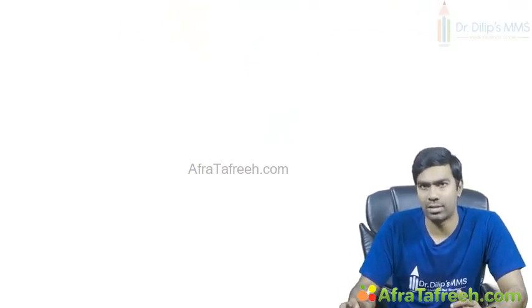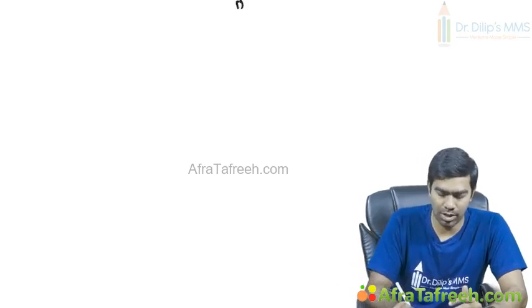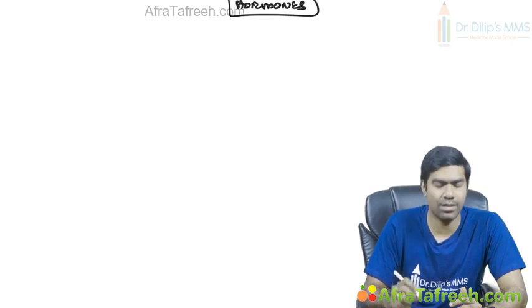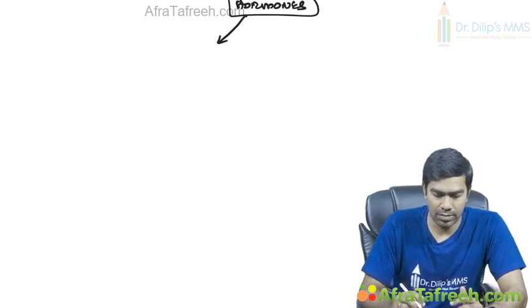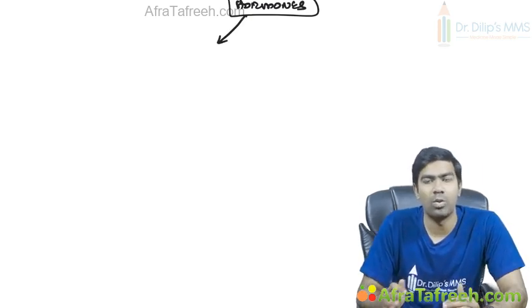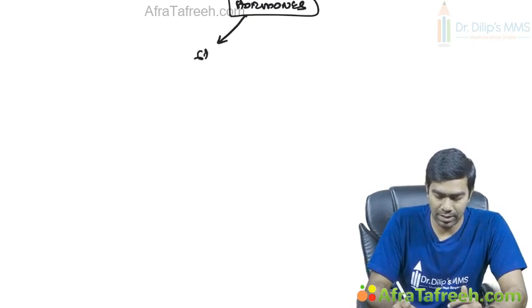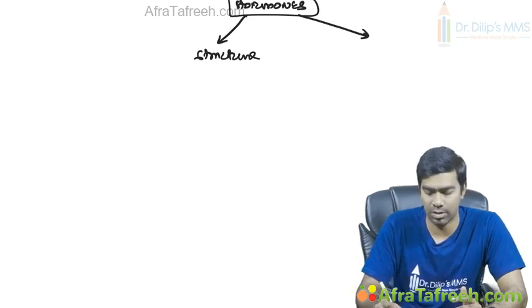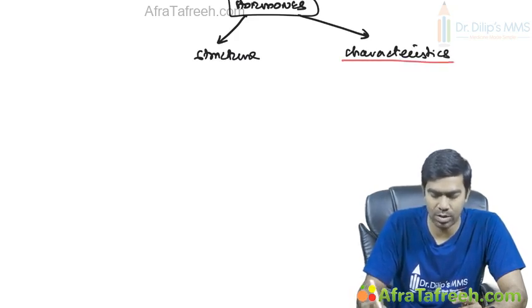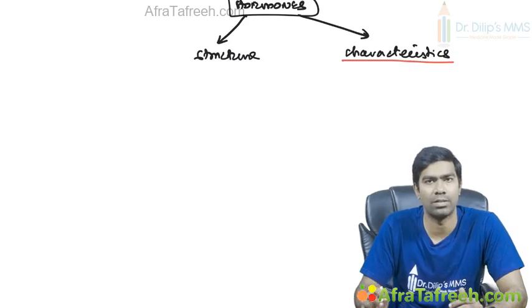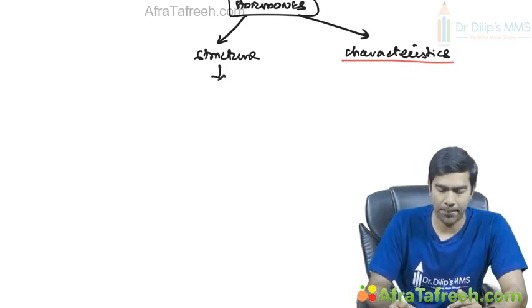Let us go to the next segment on classification of the hormones. How are you going to classify the hormones in the first place? So hormones can be classified based on two entities. One is they can be classified based on their chemical structure, and second, they can be classified based on the chemical characteristics. I would say classification based on chemical characteristics is going to make a lot of sense compared to classification based on the chemical structure. But let us see both.